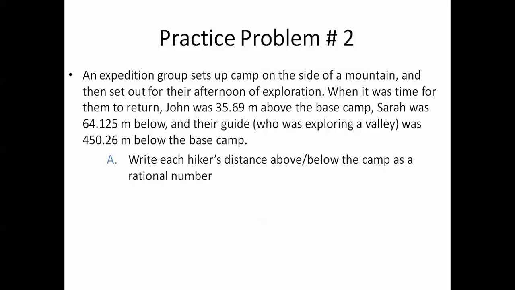Practice problem number 2. An expedition group sets up camp on the left side of a mountain and then sets out for their afternoon of exploration. When it was time to return, John was 35.69 meters above the camp, Sarah 64.125 below, and their guide was 450.26 meters below the base camp. Write each hiker's distance above or below the camp as a rational number.